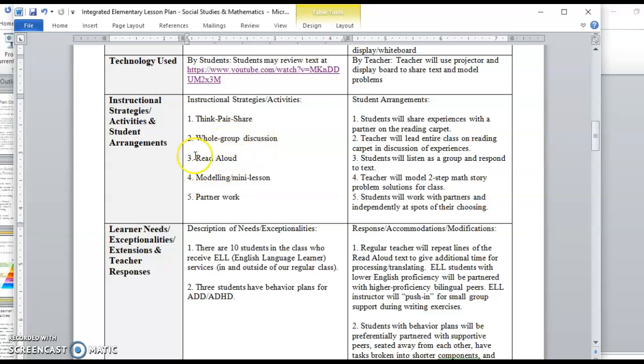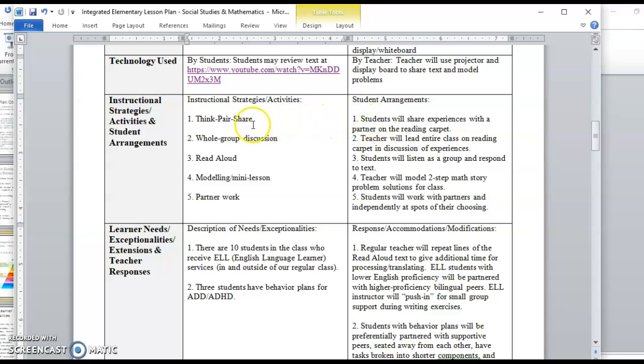The read aloud, there's a certain way to read text, or there are particular ways to read text that are more engaging than just reading them straight through with students. Modeling in the mini lesson, when we actually teach the students how to do these math story problems, see what they know. That's our modeling component. And partner work, they're working with partners to write their story problems.